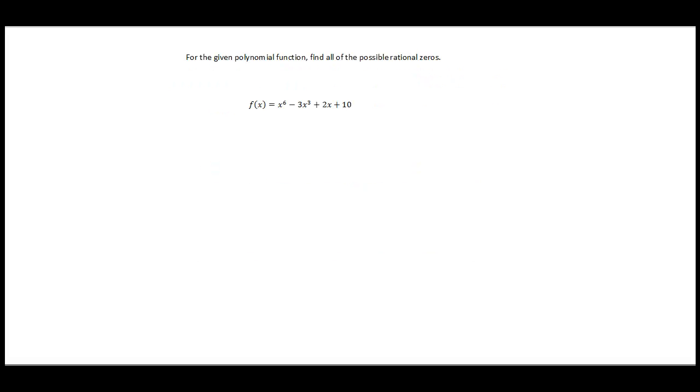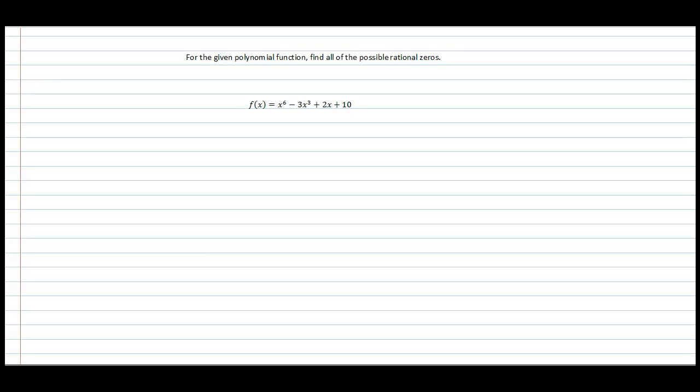For the given polynomial function, find all possible rational zeros. The first thing we need to do is find the constant and the leading coefficient. In this case, the constant is going to be positive 10. And the leading coefficient, which is the number in front of your highest exponent, is going to be positive 1.